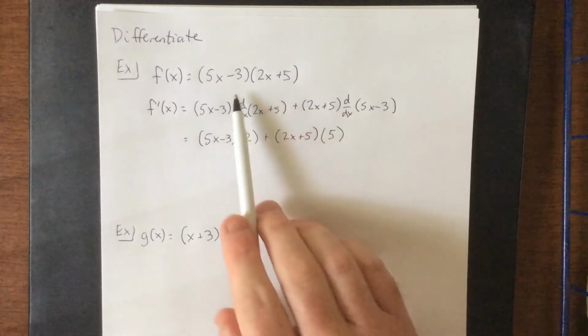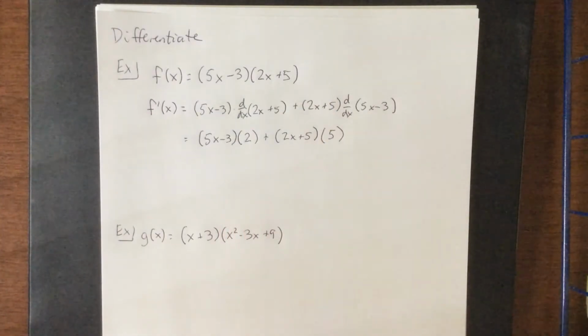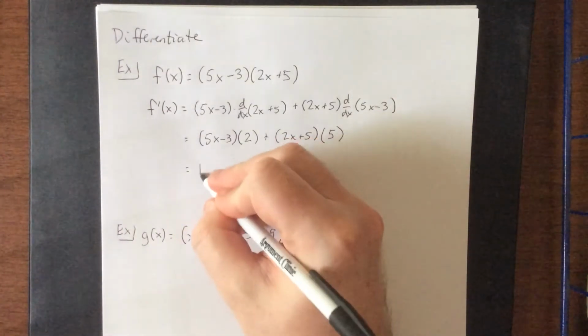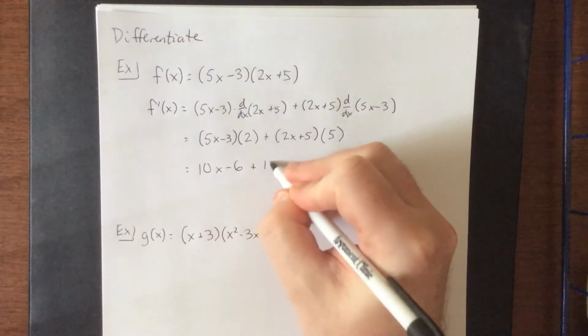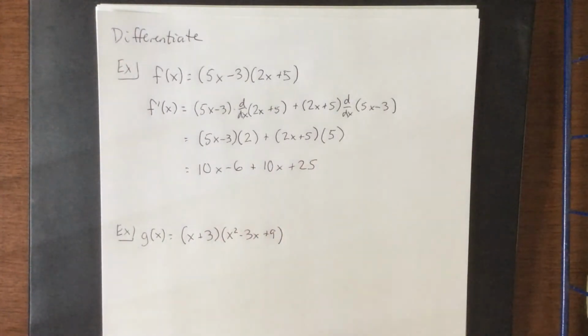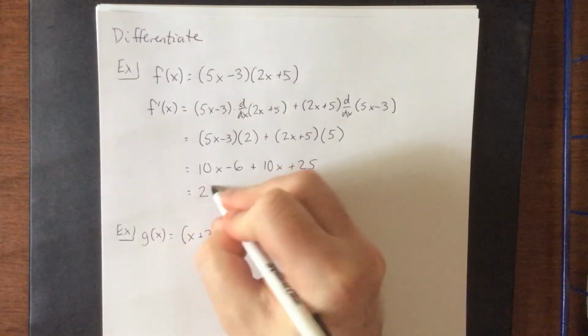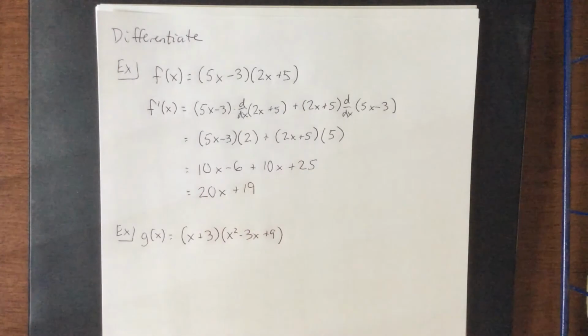Now you may recognize this from a previous video. In a previous video we did expand this and differentiate it. Let's see if we wind up getting the same thing when we expand here. That'll be 10x minus 6 plus 10x plus 25, and when we combine like terms, that is 20x plus 19. Indeed, we did get the same result as in the previous video.